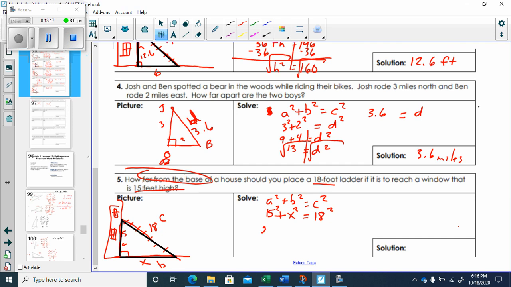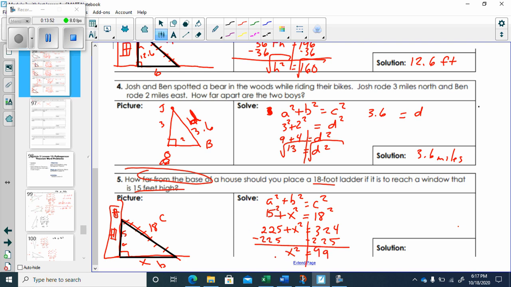15 squared in your calculator is 225. Plus X squared is equal to, and let's do 18 squared. 18 squared is equal to 324. Okay, now let's see what I need to do. Well, I'm adding this to X, but I'm looking for X, so I need to subtract 225 from X, right? If I subtract 225, I get X squared is equal to 324 minus 225. And that gives me 99.